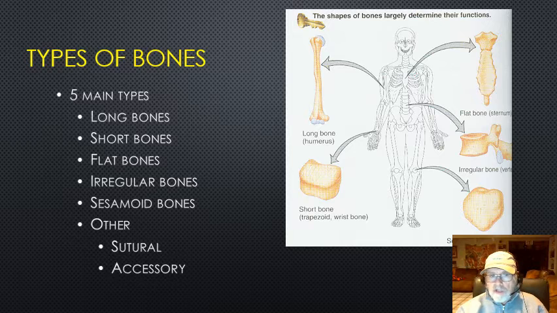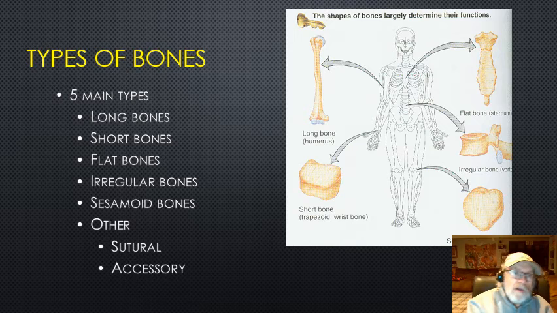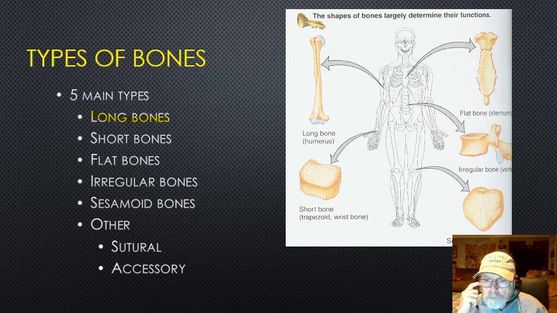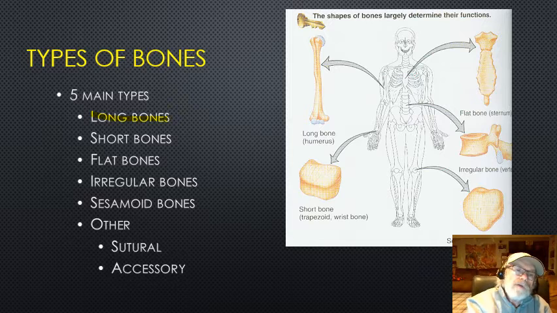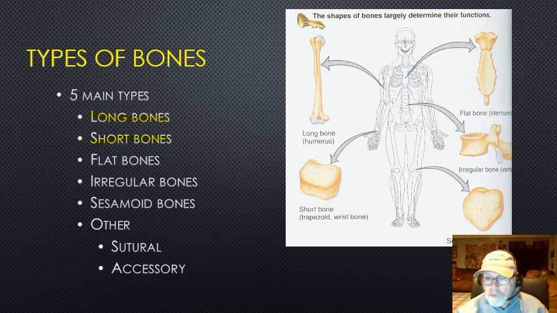We also could classify bones as to type. Okay, not just location, but also type. Now you've got to listen really close because it's going to get really deep here. I have something called 5 main types. Long bones. I wonder why they're called long bones. We also have what are called short bones.